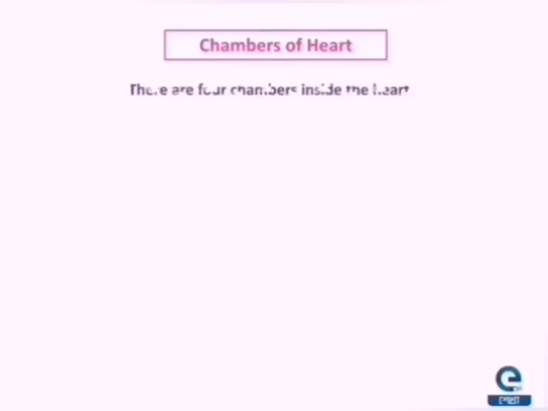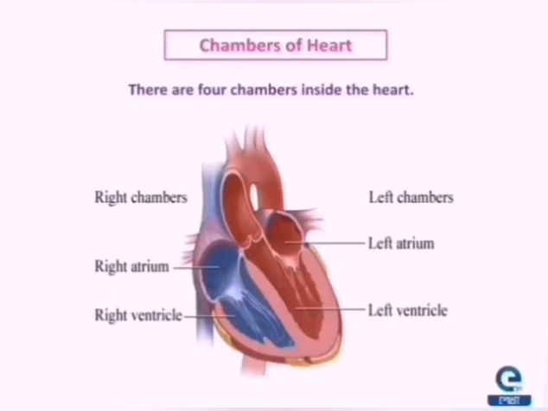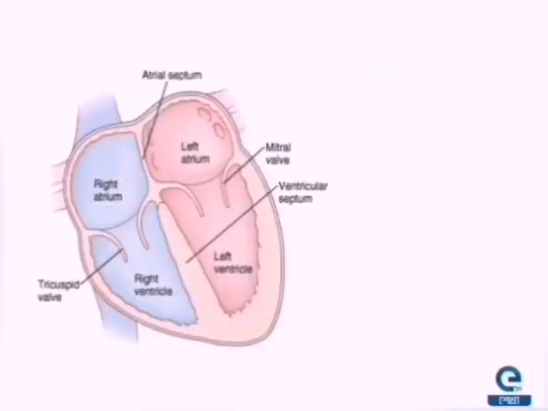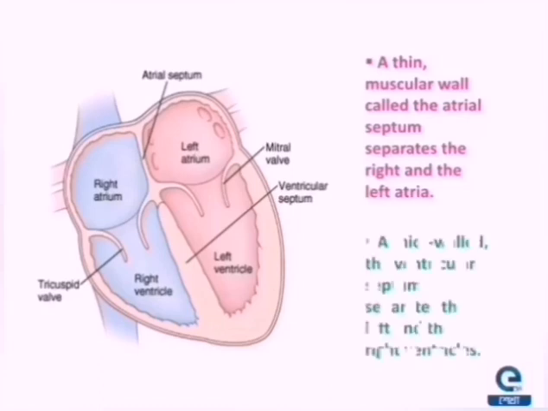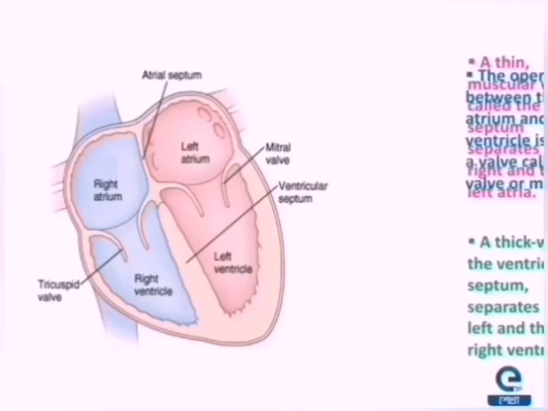Now we have to know about the chambers of the heart. There are 4 chambers inside the heart. These are right and left atrium, right and left ventricle. Now moving to our next slide, in this picture, a thin muscular wall called the atrial septum separates the right and the left atria. A thick wall, the ventricular septum, separates the left and the right ventricles.